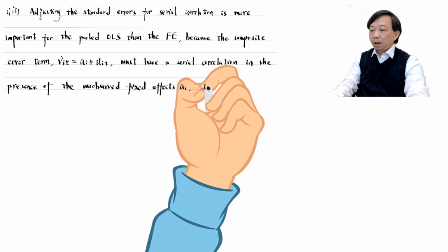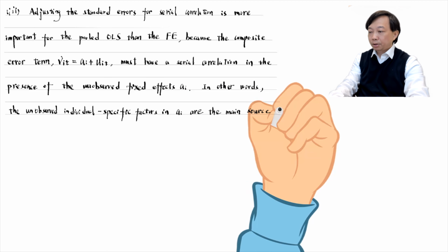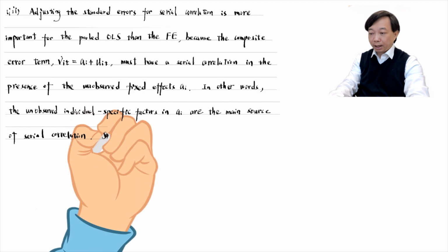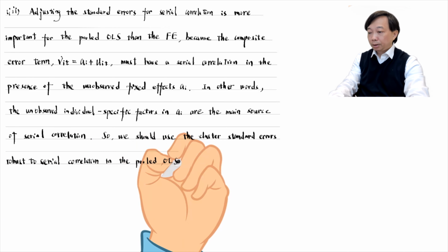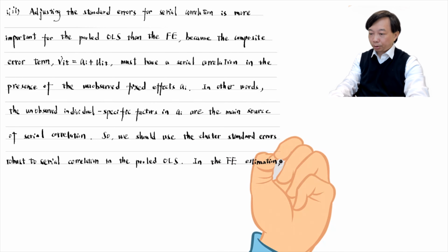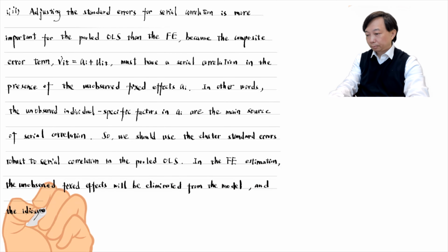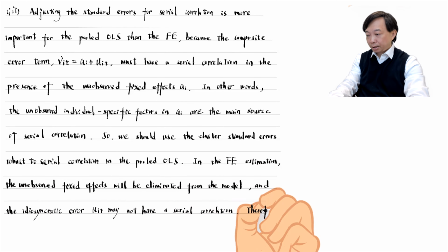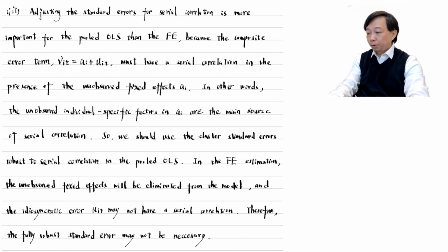In other words, the unobserved individual specific factors in the fixed effect a_i are the main source of serial correlation. So we should use the cluster standard errors robust to serial correlation in the pooled OLS. In the fixed effects estimation, the unobserved fixed effect will be eliminated from the model, and the idiosyncratic error may not have a serial correlation. Therefore, the fully robust standard error may not be necessary.